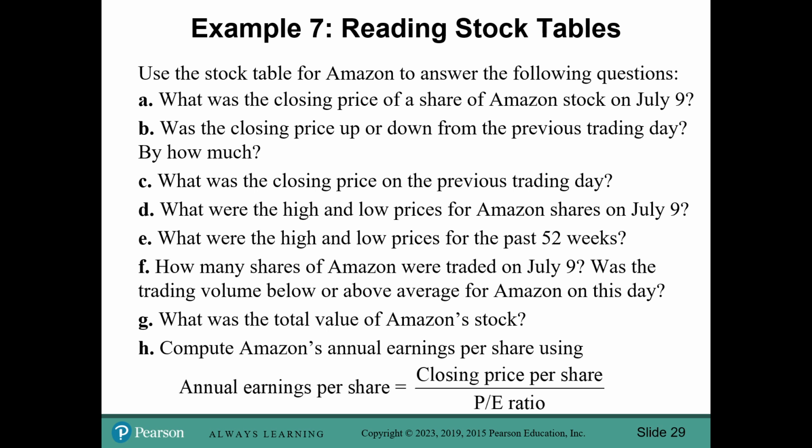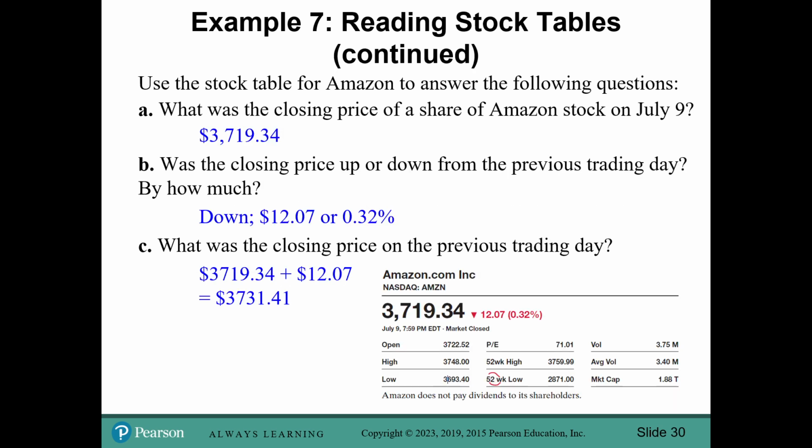And we want to compute Amazon's annual earnings per share using the formula: annual earnings per share equals closing price per share divided by the P-E ratio. Whoo! Long question, right? So let's start one by one here. What was the closing price of a share of Amazon stock on July 9th? All right, so I'm going to look at the chart here. We're looking for the closing price. Closing price is the big number right there. So closing price, boom, right there, $3,719.34.